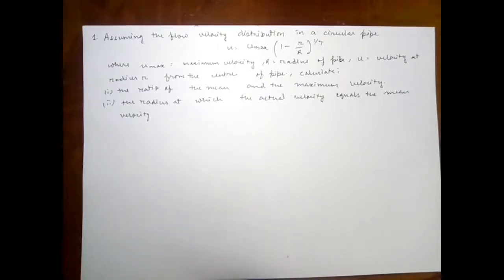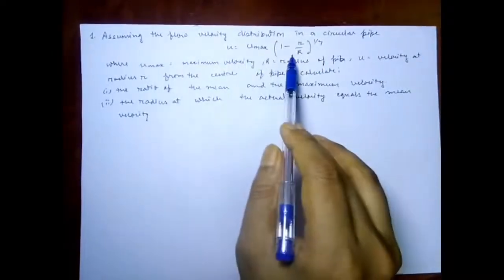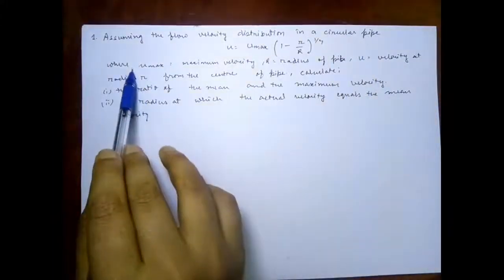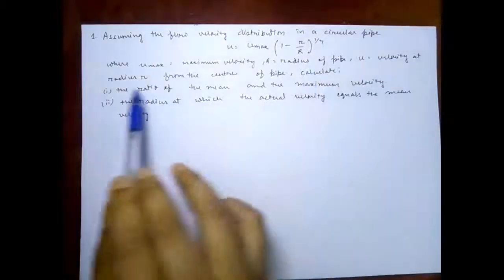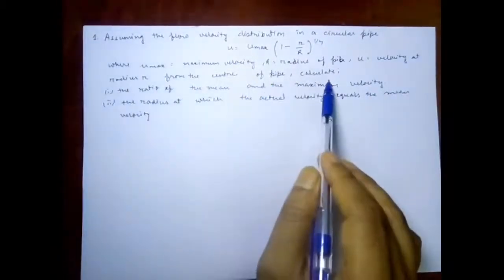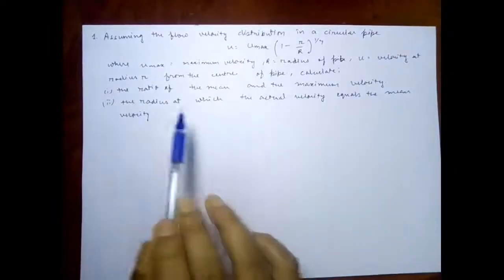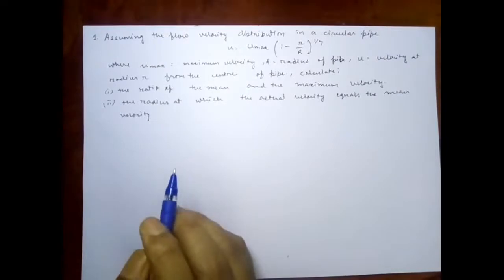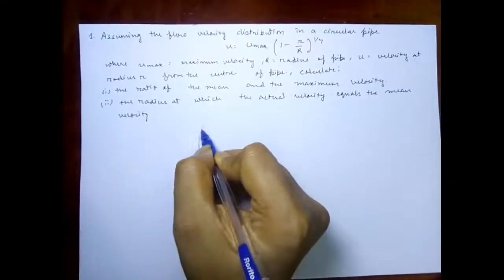Amongst them, the first is assuming the flow velocity distribution in a circular pipe u is equal to u max, and this is the flow velocity distribution which is given to us, where u max is the maximum velocity, r is the radius of pipe, and u is the velocity at radius r from the center of pipe. We are asked to calculate the ratio of mean and the maximum velocity and the radius at which the actual velocity equals the mean velocity. So let us draw the pipe. Suppose this is our pipe.